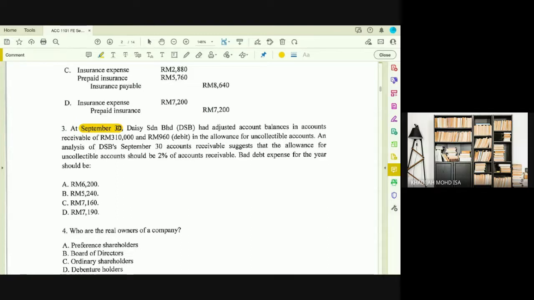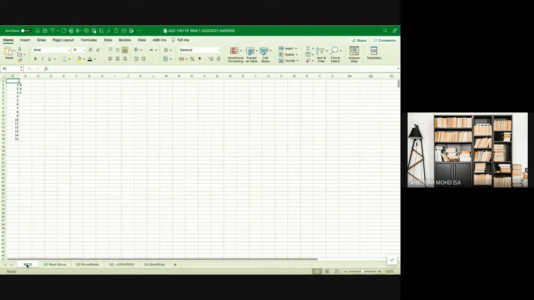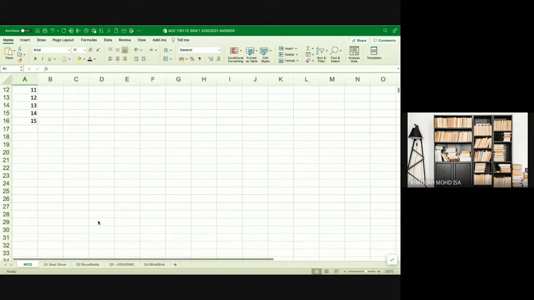September 30th, your balance is 310,000 and 960 debit in the allowance for uncollectible, so this is your ADA. An analysis of September 30th accounts receivable suggests that the allowance for uncollectible should be 2% of your accounts receivable. So back to the expense, you have to compute the missing value. In this case, I suggest that you draw the information in the T account if it's not given here.